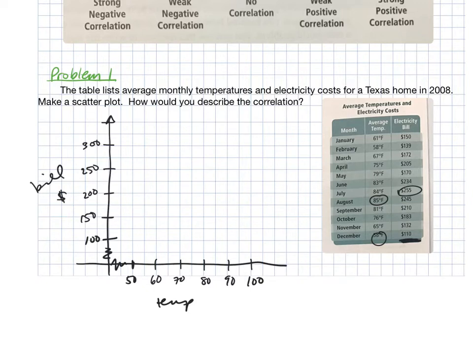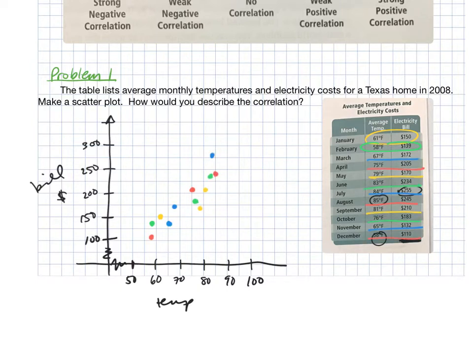Okay, and then you're just going to plot each one of these points. So this is 61, 150. So let's go to about 61 and then 150. Doesn't have to be perfect. And then 58, 139. So 58, 139, something like that. Okay, and then I'm going to go through and do these on pause. But you get the picture.